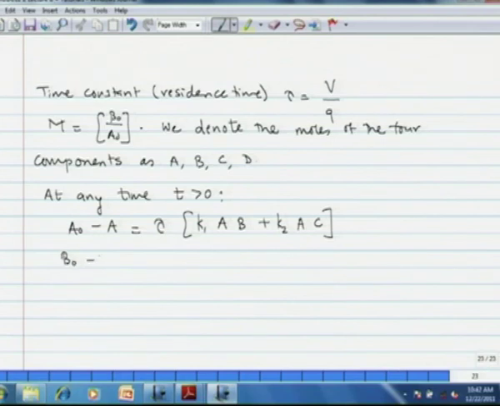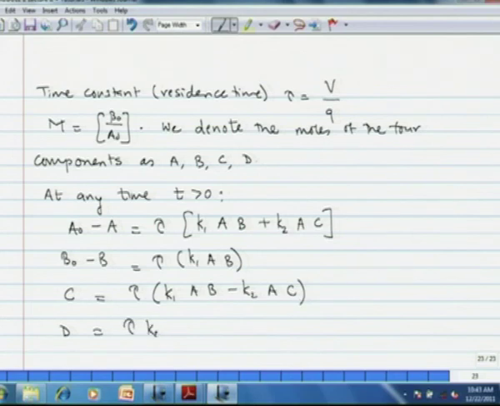Similarly, B naught minus B, the change of number of moles of B would be equal to tau into K1 into A into B. And the number of moles of the 2 products formed, C and D, will be, for C it will be tau into K1 into A into B minus K2 into A into C, and for D it will be tau into K2 into A into C.